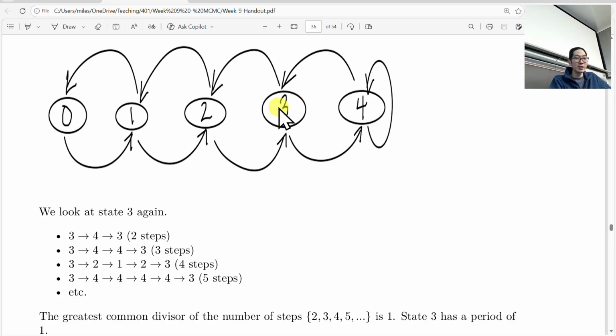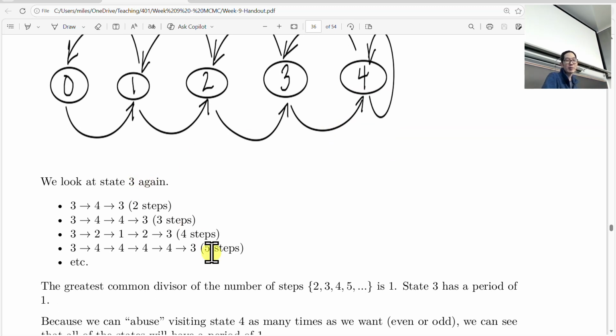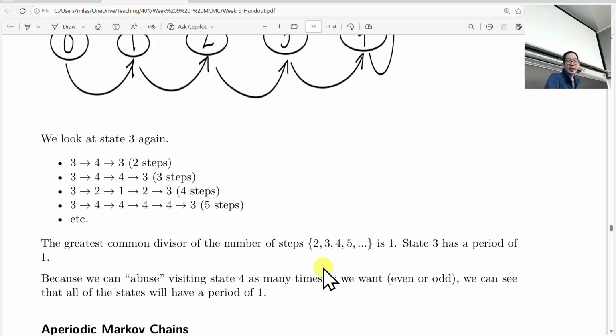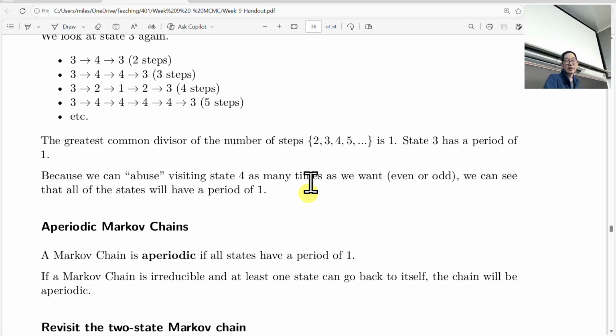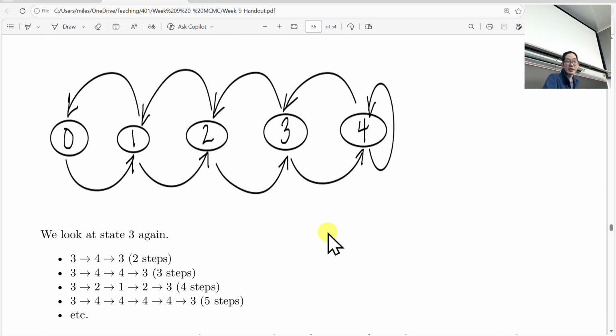And I could take 5. If I need you to do 5 steps, I go to 3 and then I can just go 4, 4, 4, 4, however many I need to count. I can just abuse state 4 until I get the right count. So in this case, the greatest common divisor is just going to be 1. State 3 has a period of 1, and so a Markov chain is aperiodic if all of the states have a period of 1.